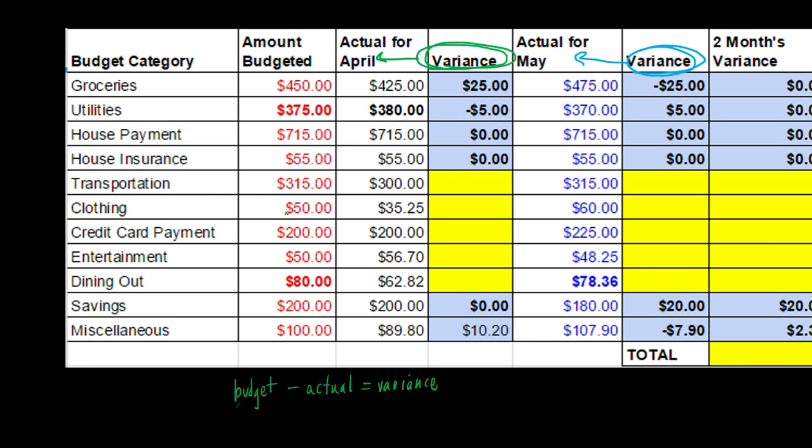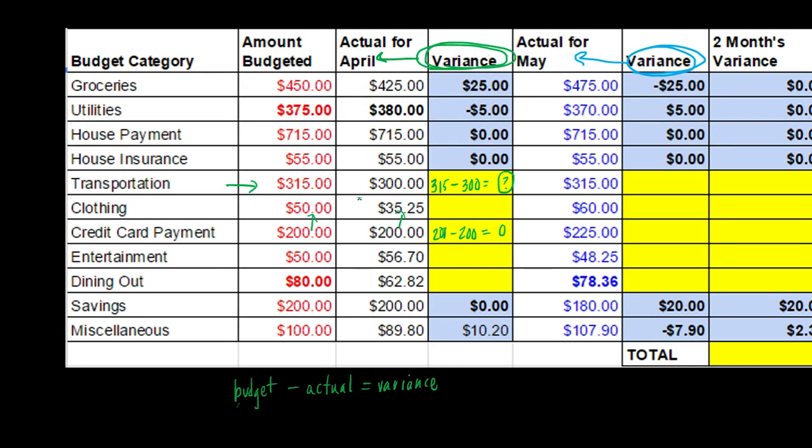So if I want to look at, for example, the transportation line, to find the variance I would take what I actually budgeted, which is $315, and subtract what I actually spent, which is $300. And that's going to give me some number. So that's my variance in transportation for April. And I'll go through line by line and compare what I budgeted to what I actually spent. Notice, for example, credit card payment, I budgeted and I spent the same amount of money. So that just gives me a variance of 0.